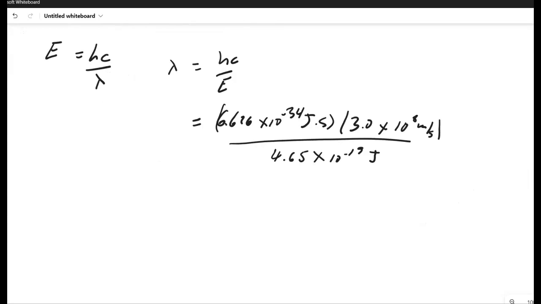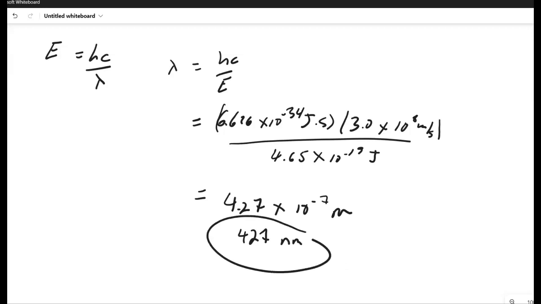And you end up getting 4.27 times 10 to the negative 7 meters, or 427 nanometers. Okay, so that's it. The rest of these, the qualitative ones, we'll talk about tomorrow. I don't think I need to go through electron configurations, but if you have questions on it, certainly I'll answer them tomorrow. Thanks, guys. Enjoy the Super Bowl.